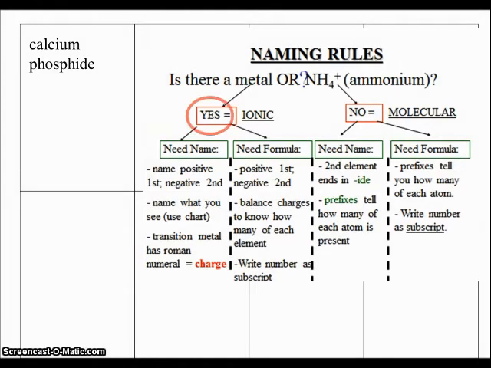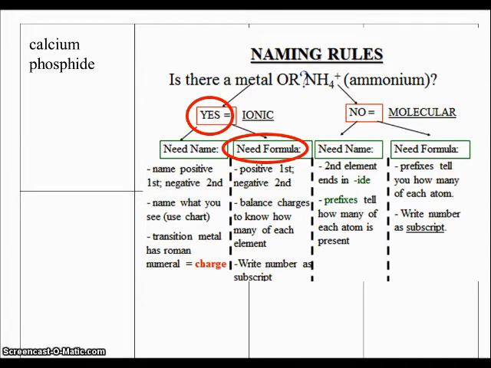Okay, let's do a few to practice together. You're given calcium phosphide. Is there a metal or ammonium? Yes, so it's ionic. You're given the name and you need to find the formula, so you have to balance the charges. Look on the periodic table.